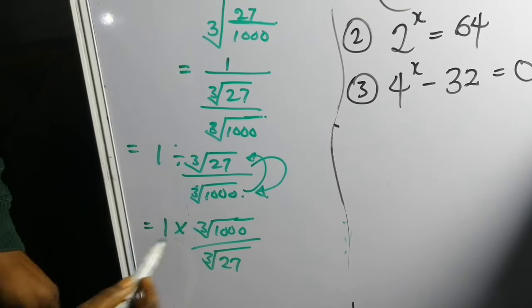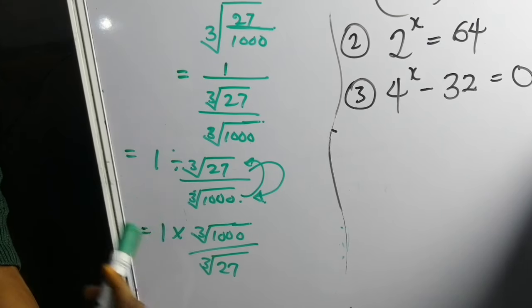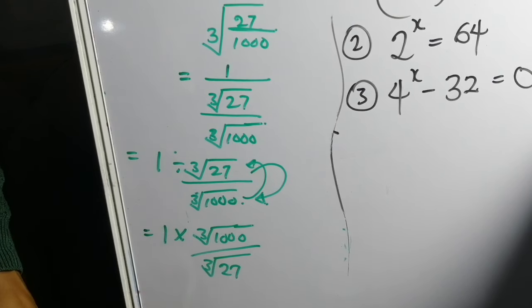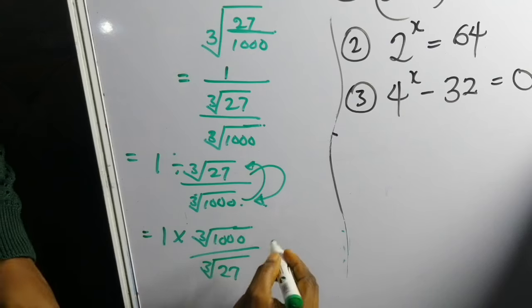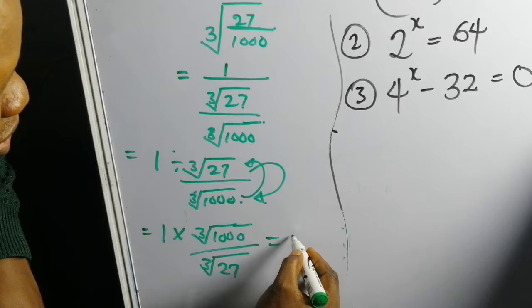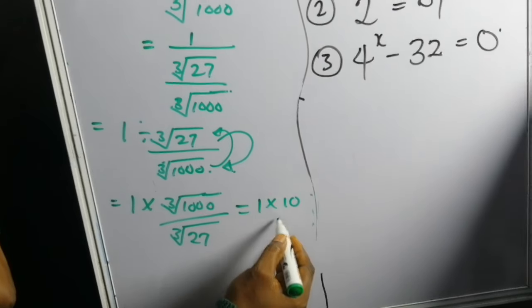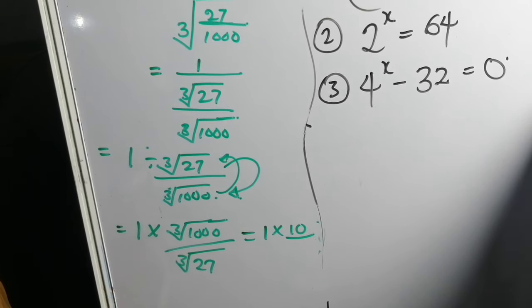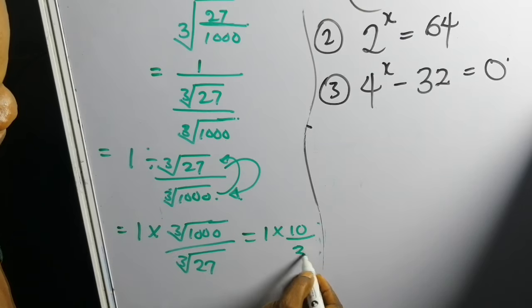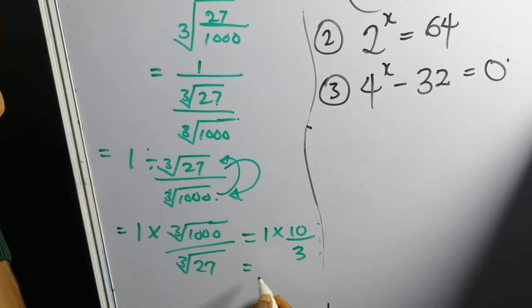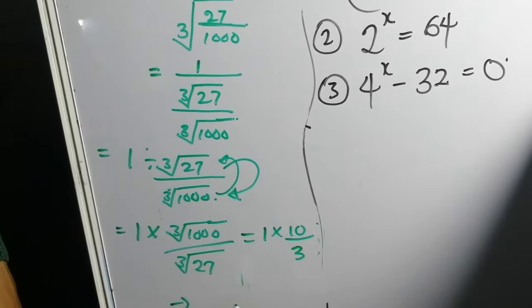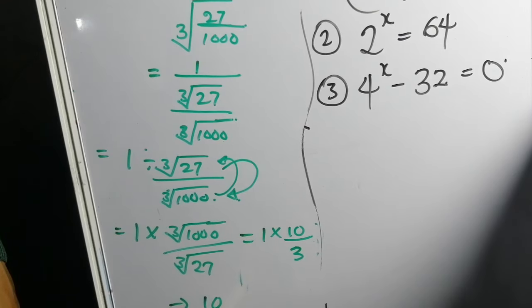So the question I ask myself is, what can I multiply 3 times to give me 1000? That is 10 times 10 times 10, which is 1000. So it means this is the same thing as 1 times 10 over. This one is also the same thing: what can I multiply 3 times to give me 27? That is 3. So it means the answer here is equal to 10 over 3.